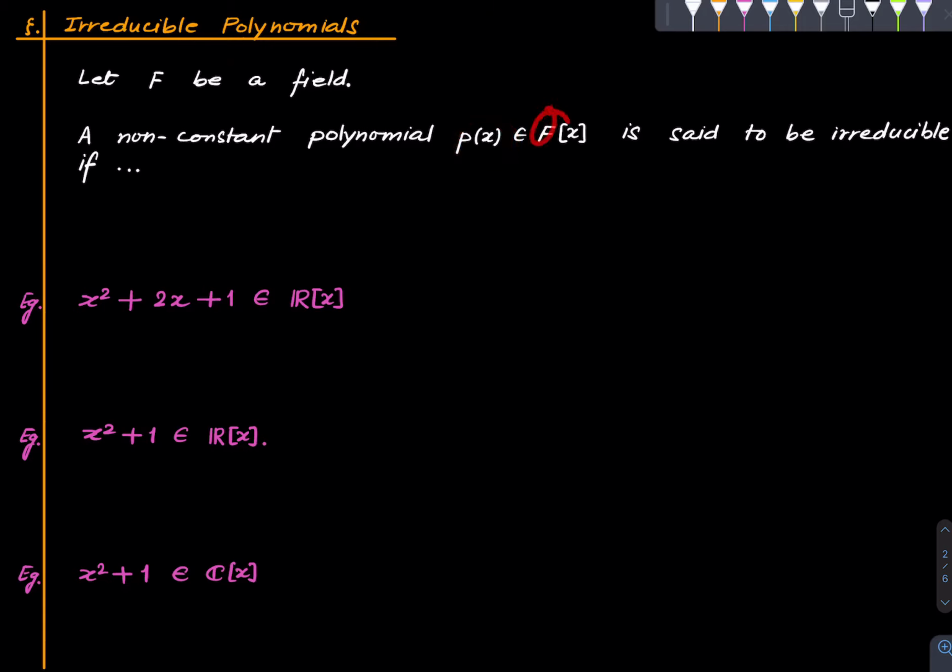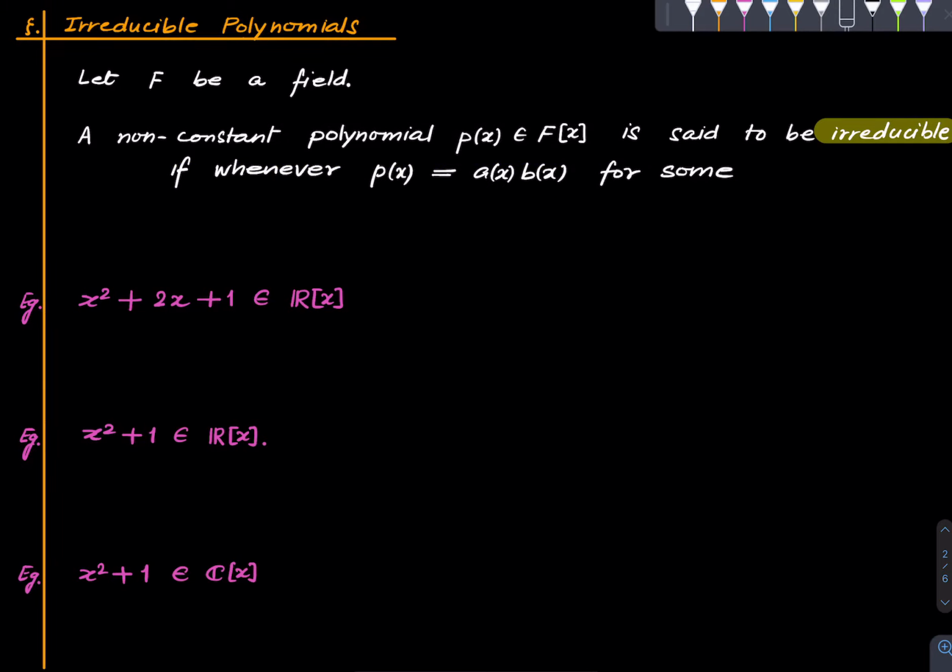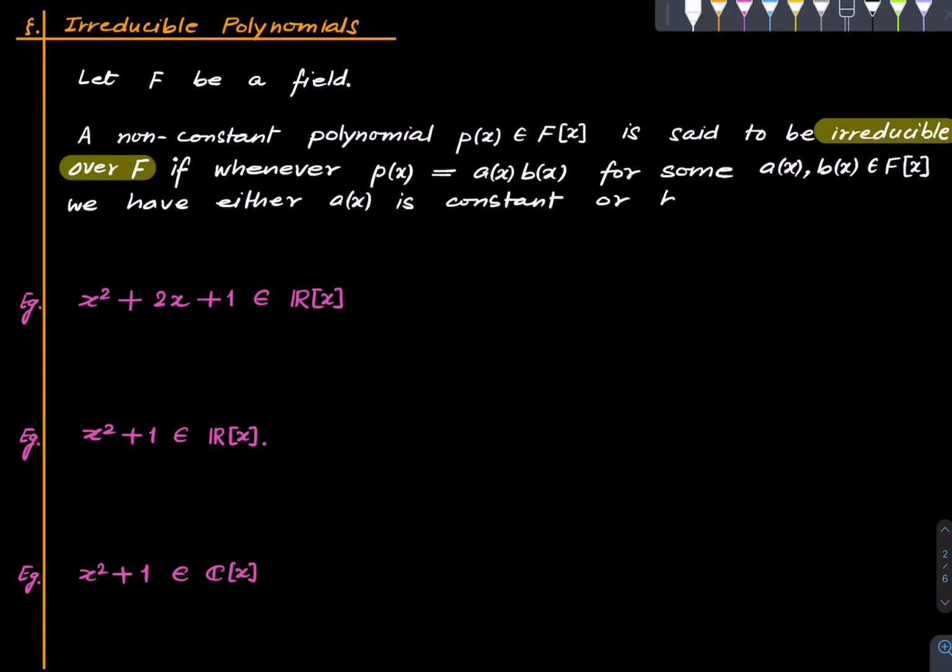Let's call it p(x) over F. It is said to be irreducible over F if, whenever p(x) equals a(x) times b(x) for some a(x) and b(x) in F[x], we have either a(x) is constant or b(x) is constant. Wait a second, when I say irreducible, I should mention over which field. You'll see why I need to prescribe this additional thing.